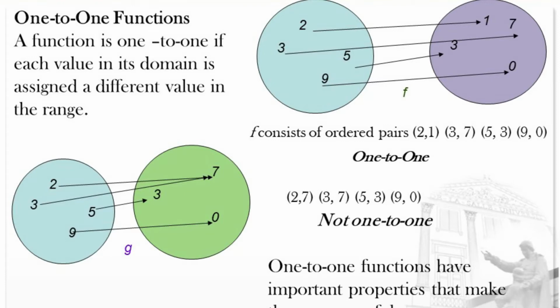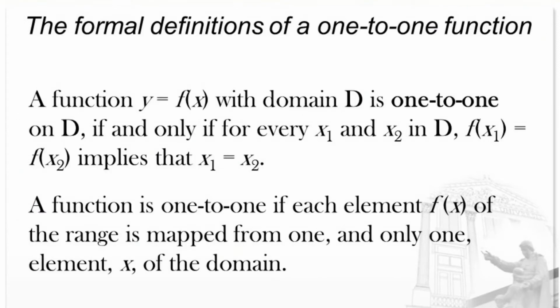Obviously, one-to-one functions have important properties that make them meaningful. The formal definition: a function y equals f of x with domain is one-to-one if and only if for every x sub 1 and x sub 2 in the domain, f of x sub 1 equals f of x sub 2 implies that x sub 1 equals x sub 2. In short, a function is one-to-one if each element of the range is mapped from one and only one element in your domain.